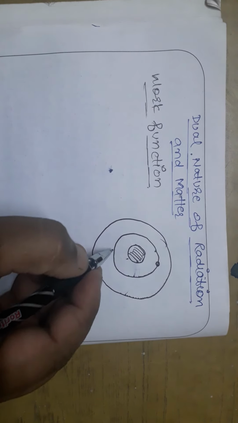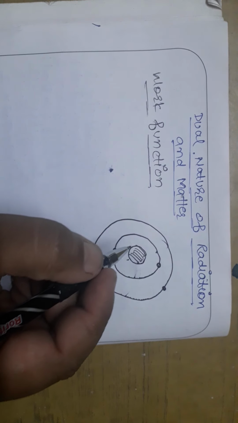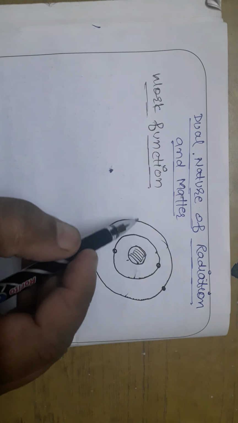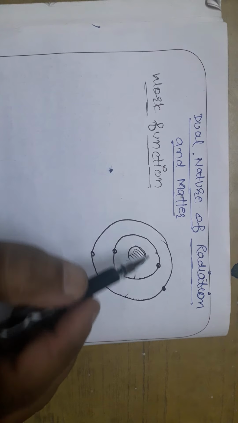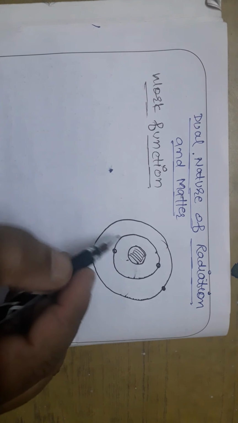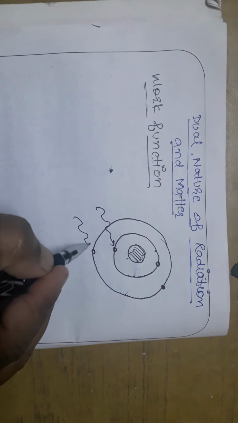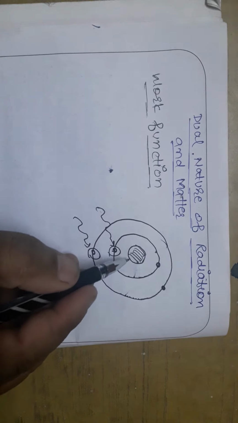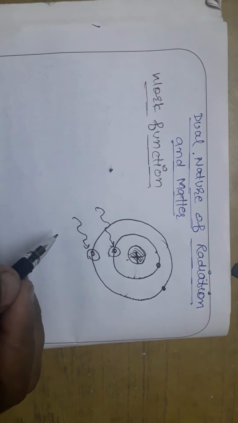So here the electrons are revolving in fixed orbits and possess minimum energy, that is called energy level. The energy possessed by the electron in its definite orbit is called energy state. Now what do I have to do? I want to remove this electron. But this electron is attracted by the positive part of the nucleus.